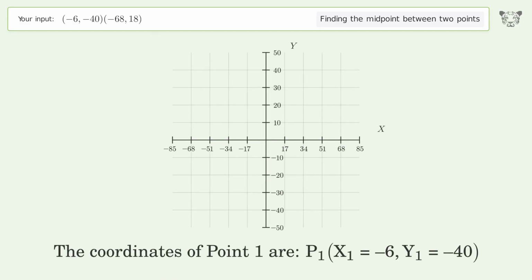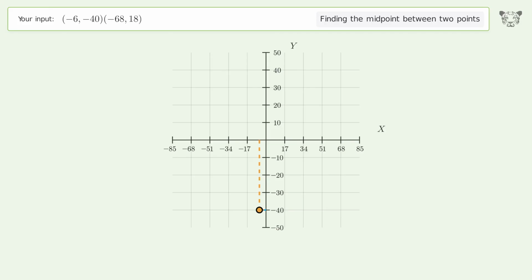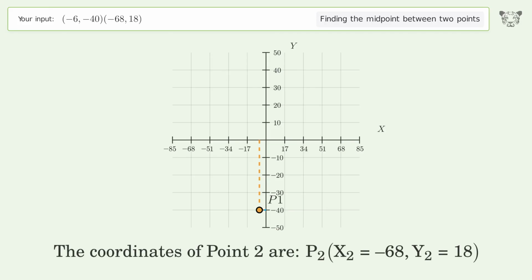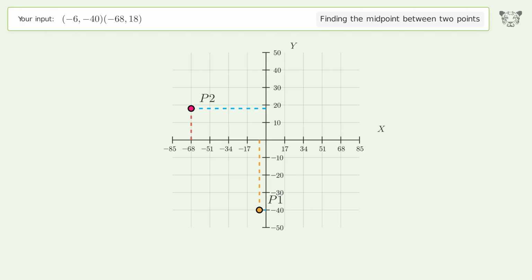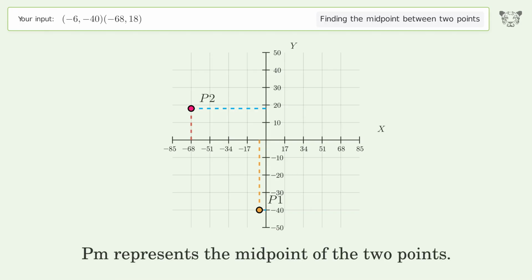The coordinates of point 1 are, x1 equals -6, y1 equals -40. The coordinates of point 2 are, x2 equals -68, y2 equals 18. PM represents the midpoint of the 2 points.